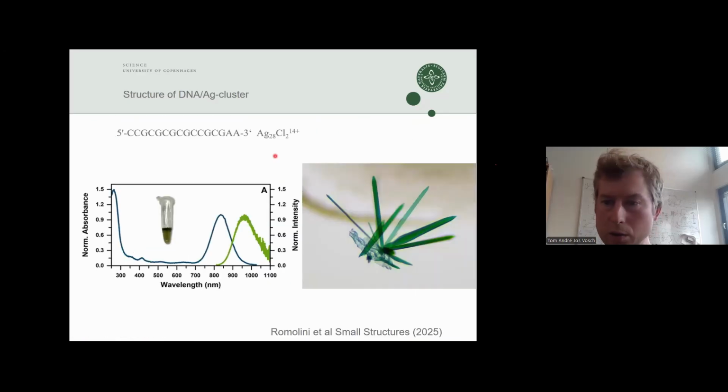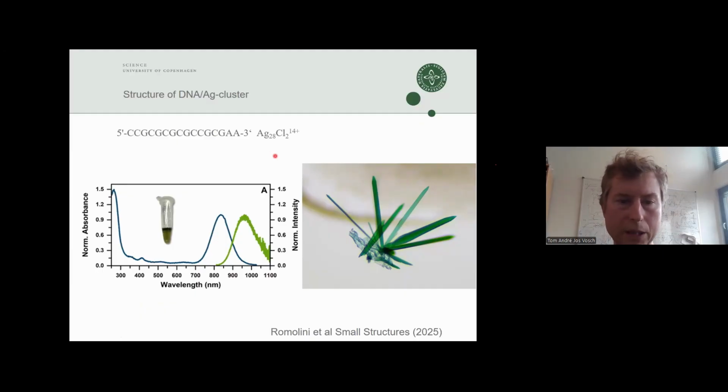Now I will come to some very recent results that we only published a few months ago. So very recently, we discovered and got the crystal structure of this very near infrared emitter that emits at 960. It turned out that this sequence stabilizes a silver 28 nanocluster with 2 chlorides.